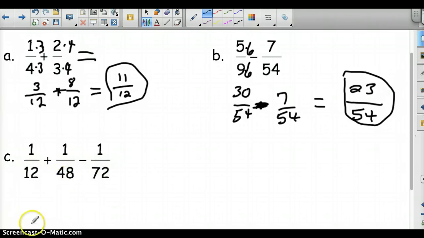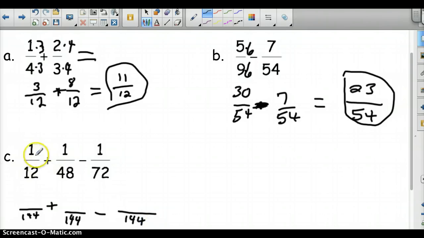But 48 does not go into 72. You will have to go further. Our common denominator in this case is actually 144. It's a bigger one to make that work. And that's the hardest part, figuring out what your common denominator is going to need to be. In this case, 144 works for us. So I get everything divided by 144.